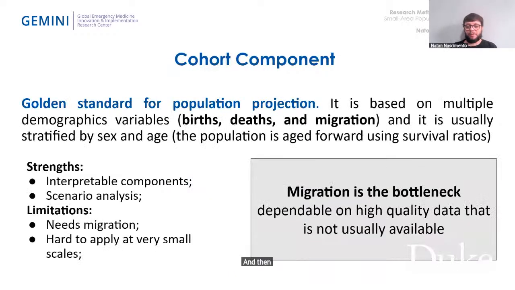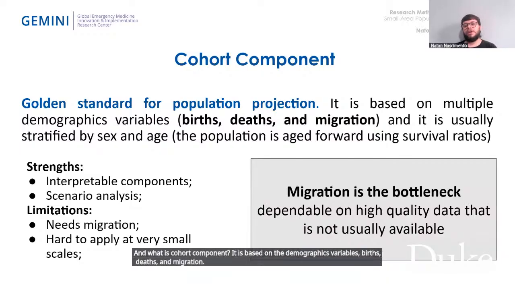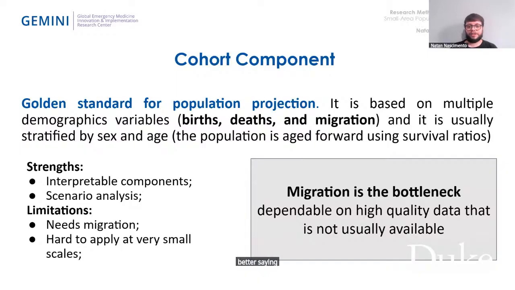And then we go to the golden standard for population projection, which is the cohort component. And what is the cohort component? It is based on demographic variables: births, deaths, and migration. Better said, fertility, mortality, and net migration. And it is usually stratified by sex and age because the population is aged forward using survival rates. What does it mean? So right now I am 27 years old.